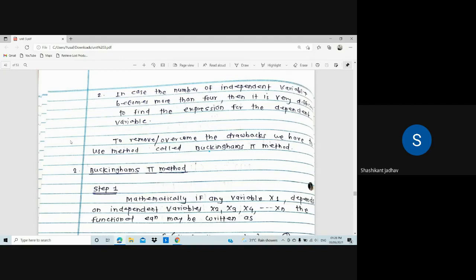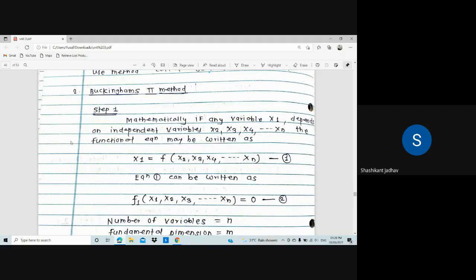Okay, so all of you give the new heading as Buckingham's pi method. Write down the next heading, Buckingham's pi method. So write down step 1, Buckingham's pi method, step 1.